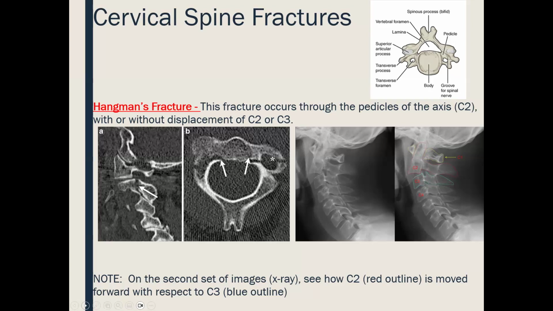On the second set of images, you see C2 outlined in red moved forward, and C3 outlined in blue moved backwards to some degree. So that's a Hangman's fracture, and it is exactly what it sounds like. This is how it looks when a person attempts, I hate to say it, to commit suicide by hanging themselves.